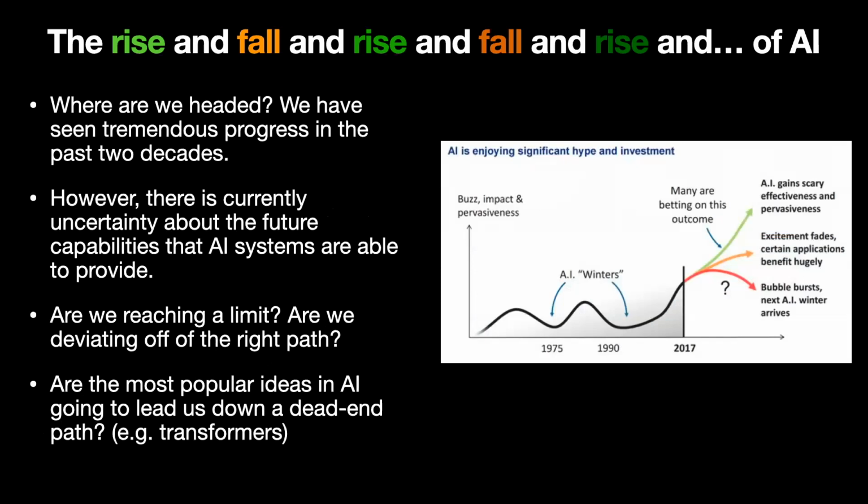But there is a lot of speculation. There's been a rise and a fall and a rise and a fall and a rise. And every single time there's a rise, people are so excited about AI and so optimistic about what it can solve. And then they realize it can't solve the problems that they thought it would solve. So where are we headed? We've seen tremendous progress in the past 2 decades, but there's a lot of uncertainty about where we're headed in the future. Are we reaching a limit? Are we deviating off the right path? We really don't know.